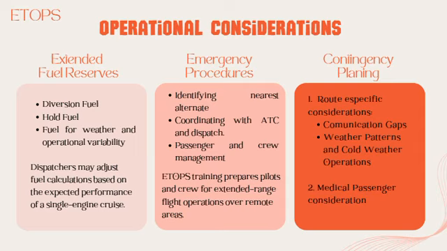This is additional fuel to account for potential holding patterns or delays at the alternate airport. And the fuel for weather and operational variability. This is accounting for factors such as high altitude winds, possible headwinds, and atmospheric conditions that could affect fuel consumption. Since ETOPS operations require aircraft to be able to fly to an alternate on one engine, dispatchers consider single engine performance and fuel efficiency. They may adjust fuel calculations based on the expected performance of a single engine cruise.